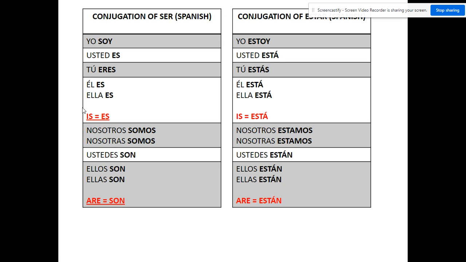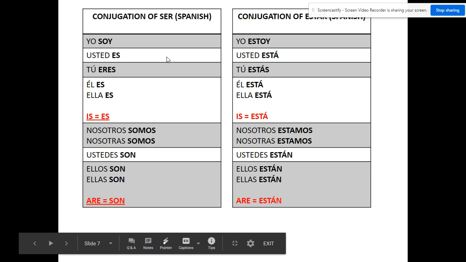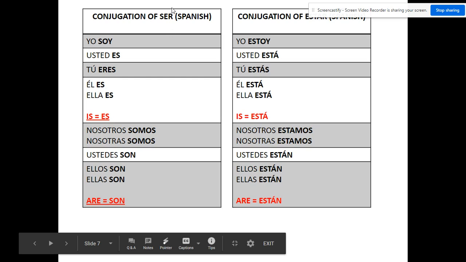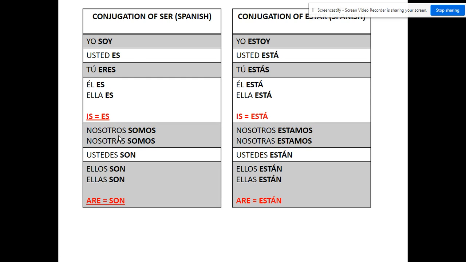Ser and the conjugations of ser. If you are saying we are students, that is an occupation, so you use ser. Conjugated for we is going to be somos. You cannot use estamos. Still, they mean the same. They are, we are. But as we are talking about an occupation, that is that we are students, then you have to use ser.